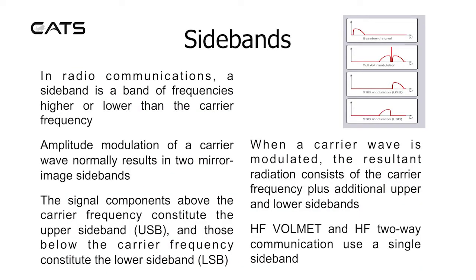Sidebands. In radio communications, a sideband is a band of frequencies higher or lower than the carrier frequency. Amplitude modulation of a carrier wave normally results in two mirror image sidebands. The signal components above the carrier frequency constitute the upper sideband, and those below the carrier frequency constitute the lower sideband. When a carrier wave is modulated, the resultant radiation consists of the carrier frequency plus additional upper and lower sidebands. High-frequency VOLMET and high-frequency two-way communication use a single sideband.